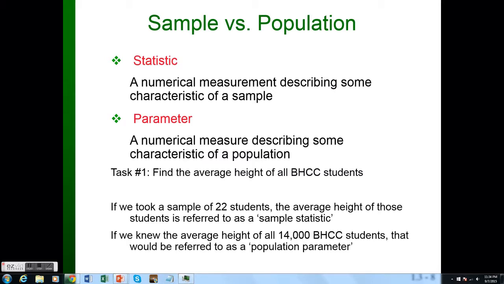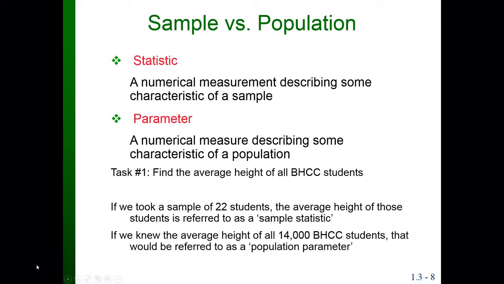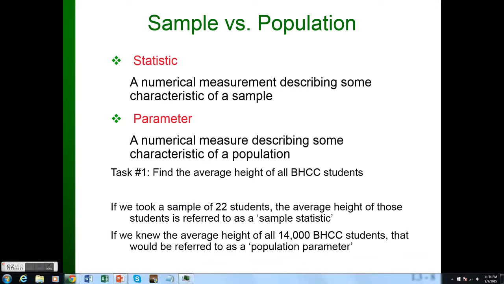Finally, I want to go over the difference between a statistic and a parameter. These are words I'm going to use throughout the year. When I refer to a statistic, I'm talking about a sample. And when I'm referring to a parameter, I'm talking about a population. So back to our example when we were talking about finding the average height of Bunker Hill students. Eventually we'd want to find that average height, and if I was finding the average height of a sample, I would refer to that as a sample statistic. If I had the average height of the entire population, all 14,000 Bunker Hill students, I would refer to that as a population parameter.